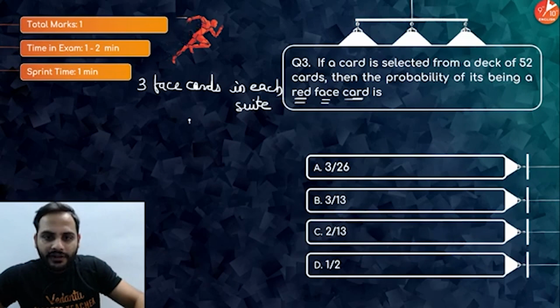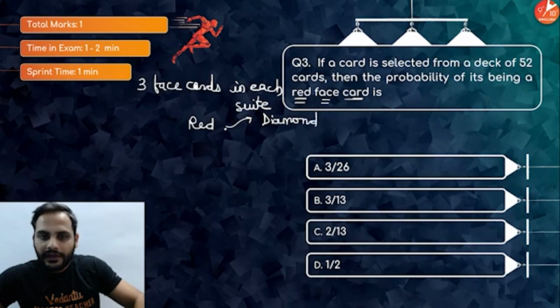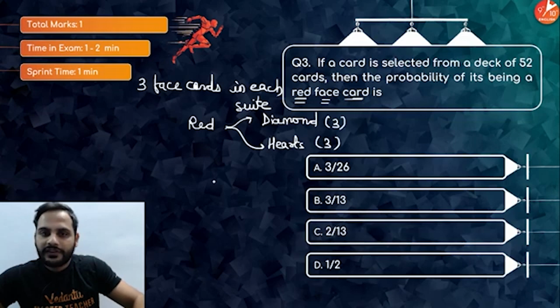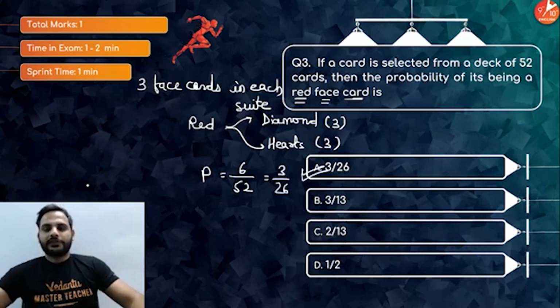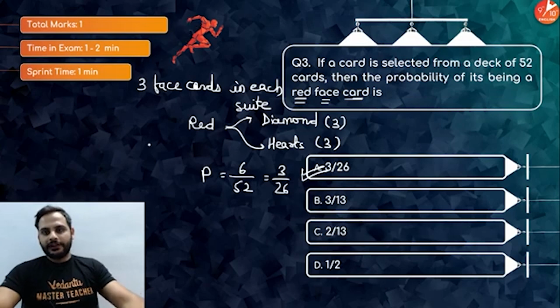Now if we want a red face card, we'll only take the diamond ones and the hearts ones. In diamonds there are 3 face cards, in hearts also there are 3 face cards. So I can say total 6 red face cards. So probability will be 6 red face cards out of 52 cards. Cancel it with 2, 3 upon 26. Cannot simplify further. Option A will be your correct answer.